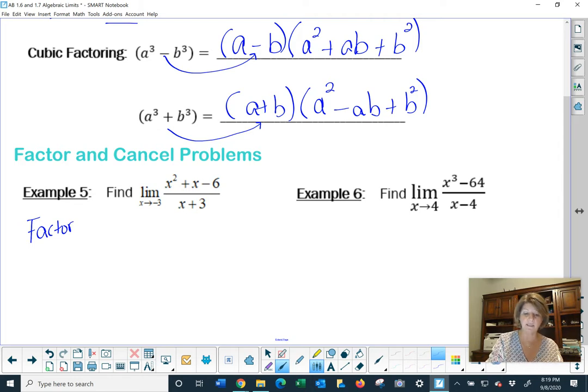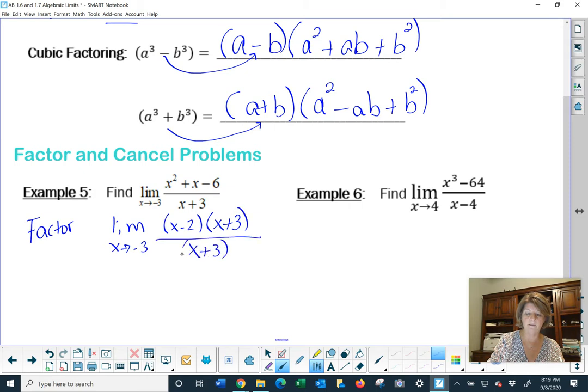So let's factor the top. It does look like it's factorable, and I'd have x minus 2 and an x plus 3 over an x plus 3. Remember, they have to multiply to the last number, and then those values have to sum to the middle number. So I chose negative 2 and positive 3.